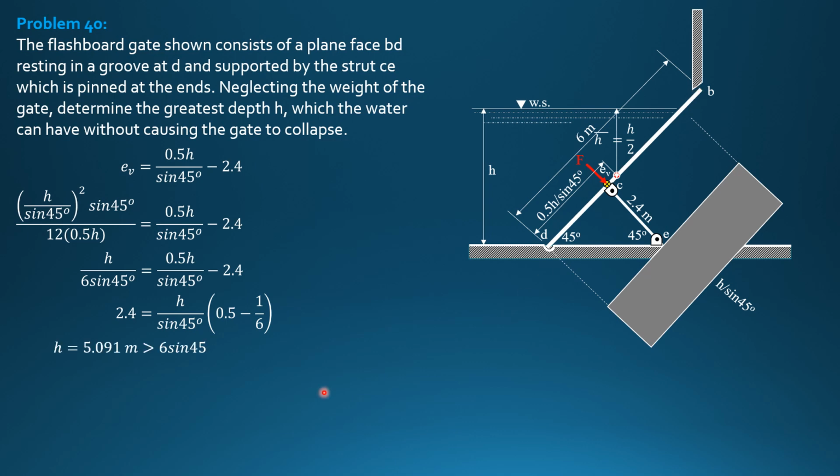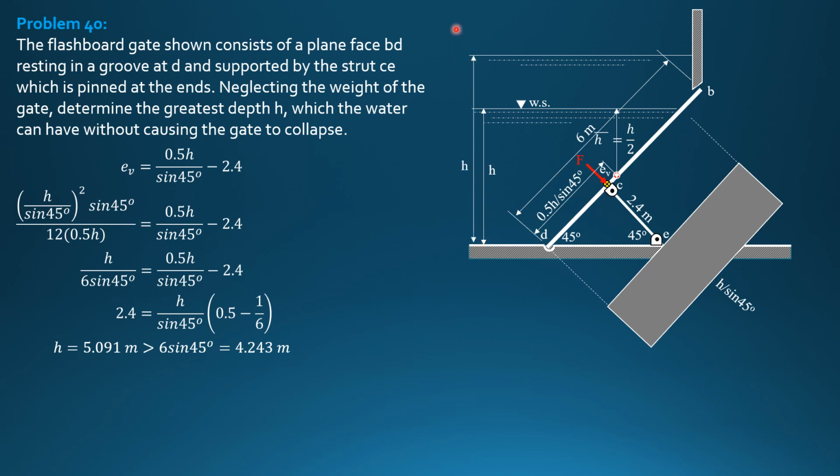So the result is 5.091 meters, which is greater than the vertical height if the water level is at B. This means this assumption or analysis is wrong, because we assumed at first that h is below B, but the result is greater than the height at B level. So the liquid level is here. If the liquid level is above B, then the gate is totally submerged. So we have to revise the analysis. So this is now the actual water surface.